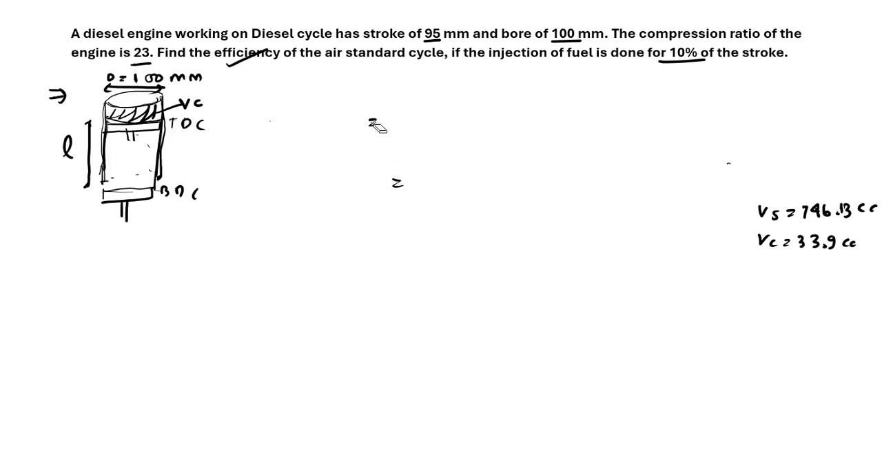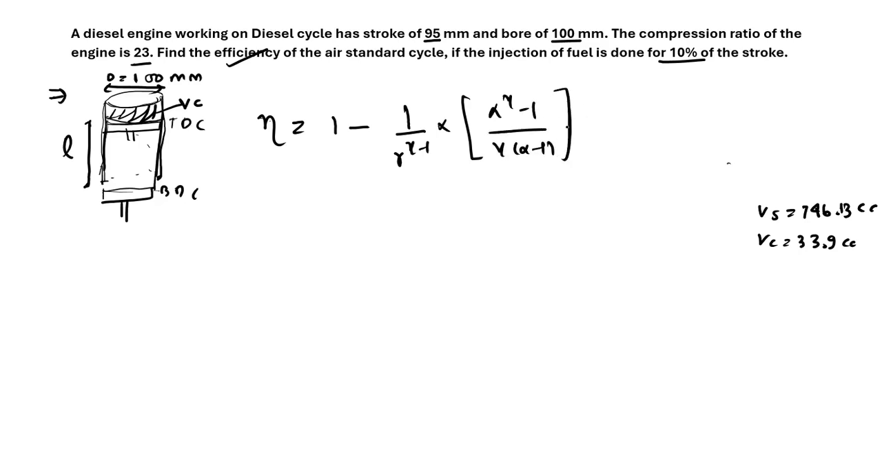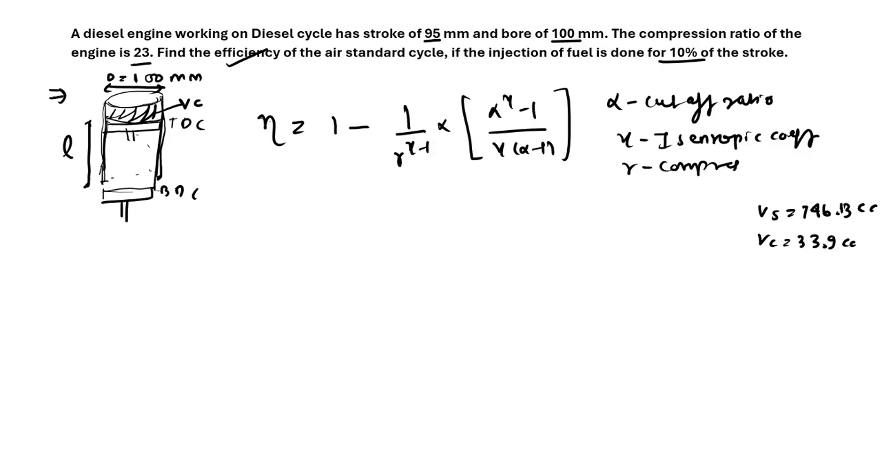So in order to calculate the efficiency of any, what are the terms that you need? So you will get it from the formula of the efficiency, that it is nothing but 1 minus 1 divided by r to the power gamma minus 1 into alpha to the power gamma minus 1 divided by gamma into alpha minus 1, where alpha is the cutoff ratio of the wave. So alpha is the cutoff ratio, and we have gamma as the isentropic coefficient, and r as the compression ratio.